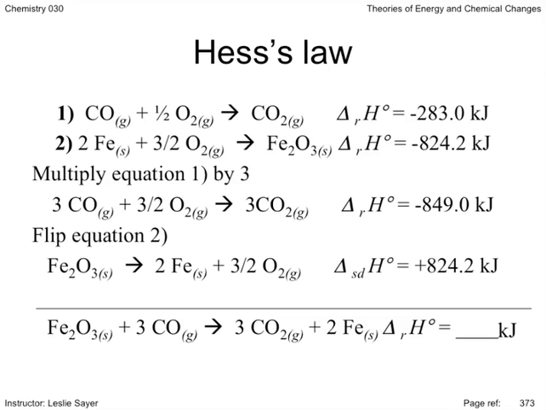By adding together the two manipulated equations as well as their delta H's, and cancelling components appearing both as a reactant and a product, we end up with our required target equation with its enthalpy change.